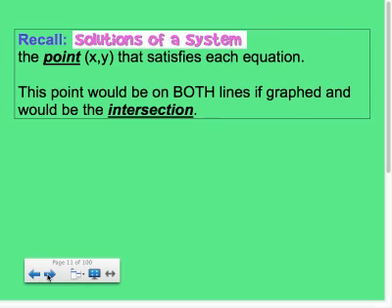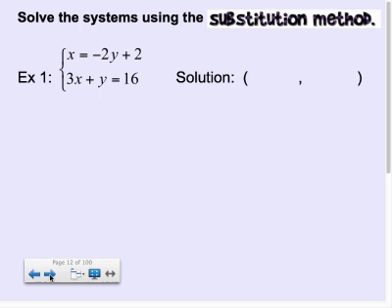Recall that the solutions of a system are the points x comma y that satisfy each equation. And if you graph it, then the solution is the intersection of the two graphs. So, to solve the system using substitution, I'm looking at the fact that the first equation already says x equals something. Immediately that tells me I can replace this x with all of this stuff, because we know that x equals all of that.